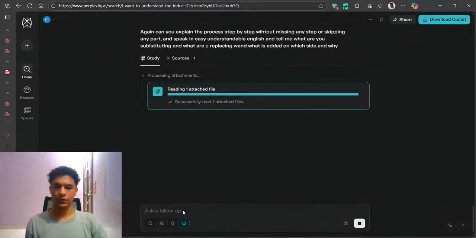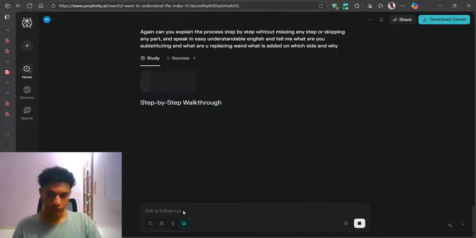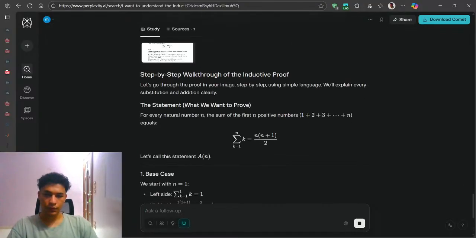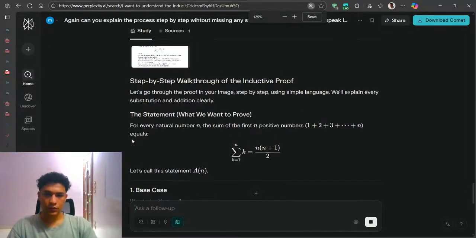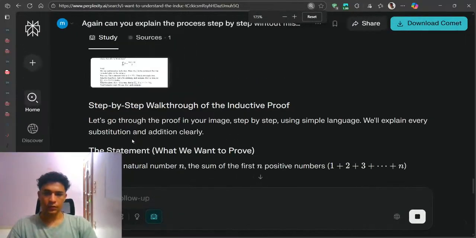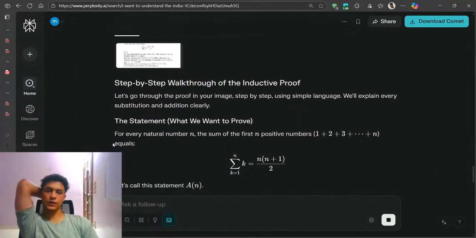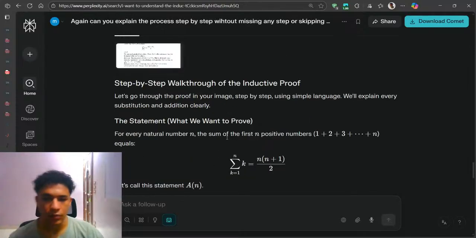Let's try this again. Okay, let's try this again. So, a step by step walkthrough. I want to zoom in a little bit. Oh, not that much. Step by step walkthrough. Let's go through the proof in your image step by step.